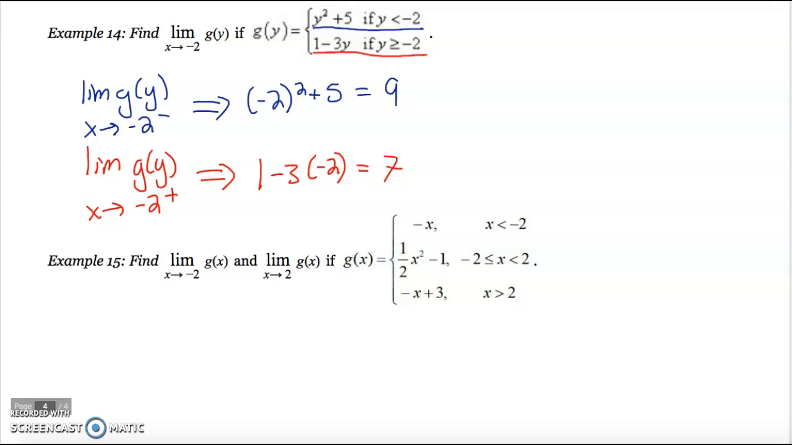So now we have my left-hand limit and my right-hand limit, and they don't match. So I would say the limit of g of y as x approaches negative 2, although I guess this should be a y here, go ahead and make that switch on your paper, does not exist because your left-hand limit and your right-hand limit are not the same.